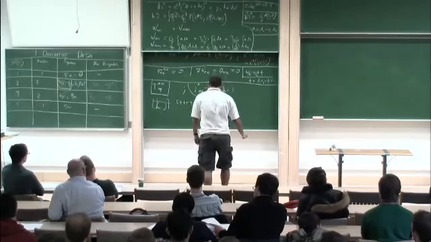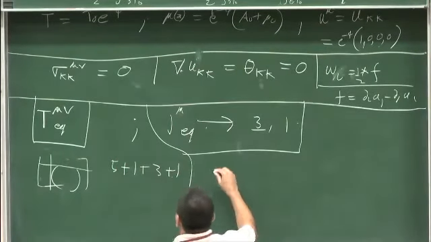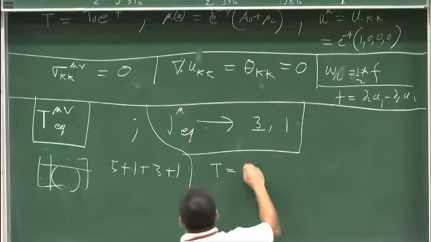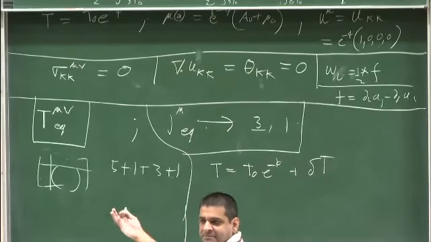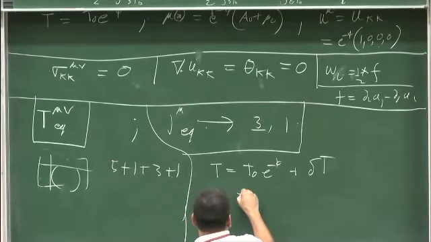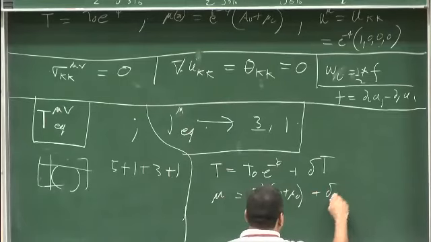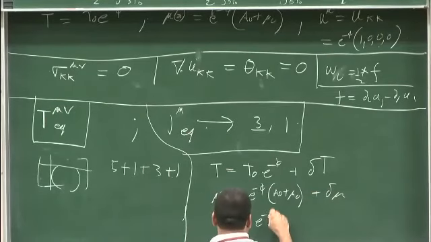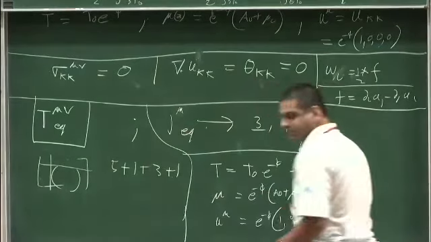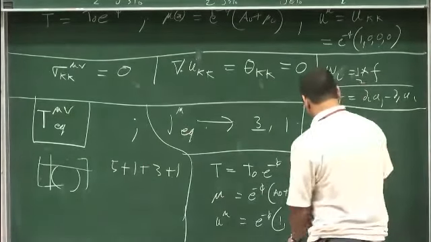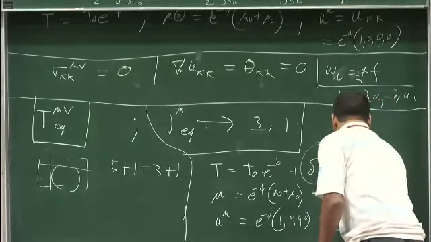So what can the solution of fluid dynamics be? We know what it is at leading order, so T must be equal to T0 e to the power minus phi plus delta T, where delta T is some first order correction to the leading order equilibrium configuration. Similarly, mu must be equal to e to the power minus phi A0 plus mu 0 plus delta mu, and u mu has to be e to the power minus phi times (1, 0, 0, 0) plus delta u mu. Now this expression is a scalar, this expression is a scalar, and this expression is a vector.